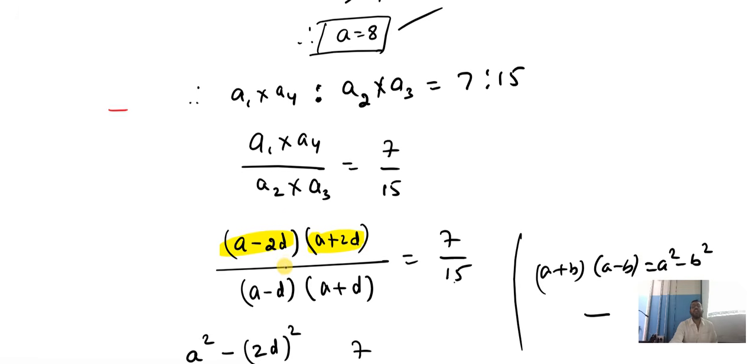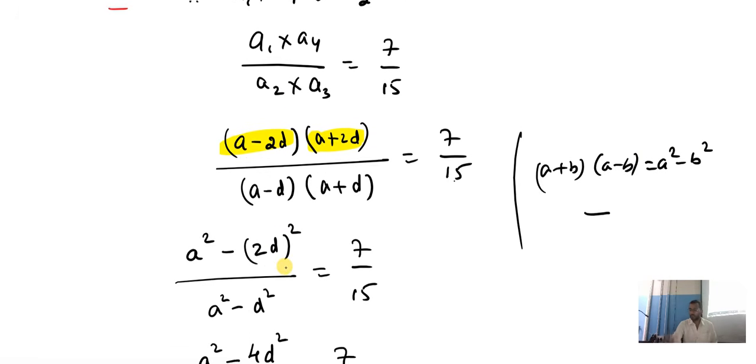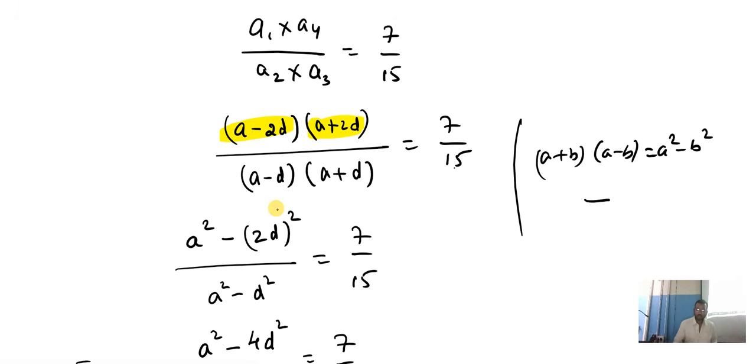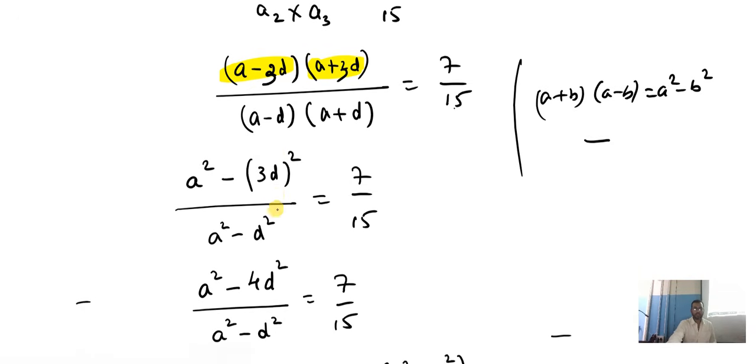2 we should write as 3. So here we should write minus 3d. Here we have to write plus 3d. Am I right? Again, here 3d. Correct? 3d square. Is this clear? Rest all the steps remain the same.